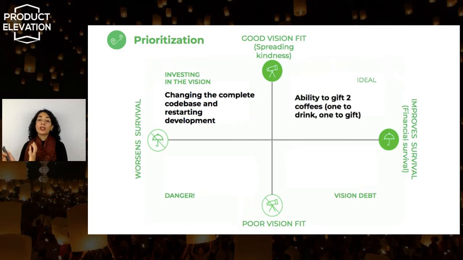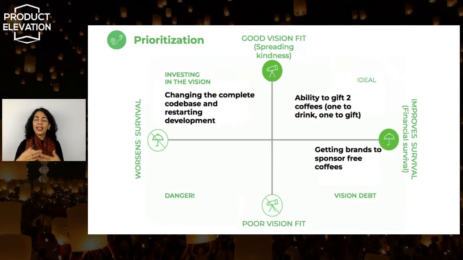We then built features in the ideal quadrant. We built the ability to give two coffees, one to drink and the other to gift. And then we had to build some vision debt because we needed brands to sponsor these coffees, and they needed some features like knowing how many people were getting views of my campaign, how many people saw my message of spreading this random act of kindness.